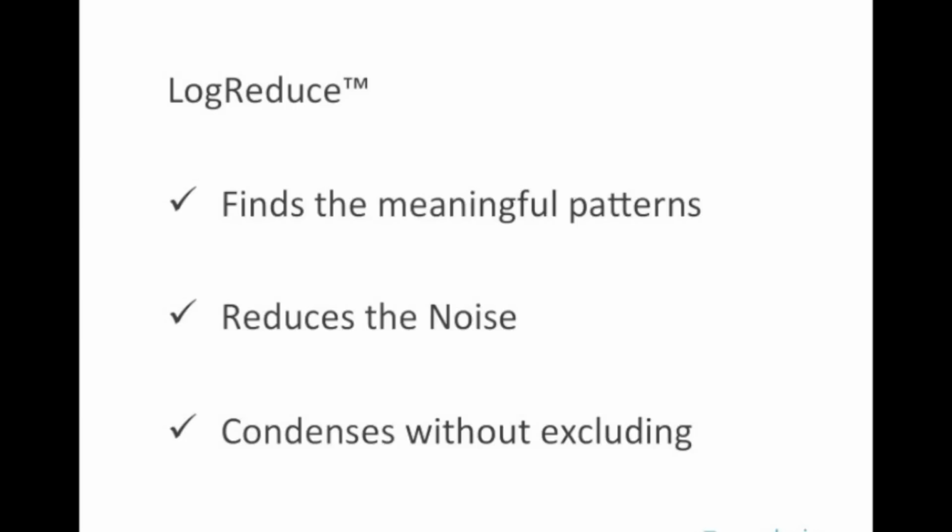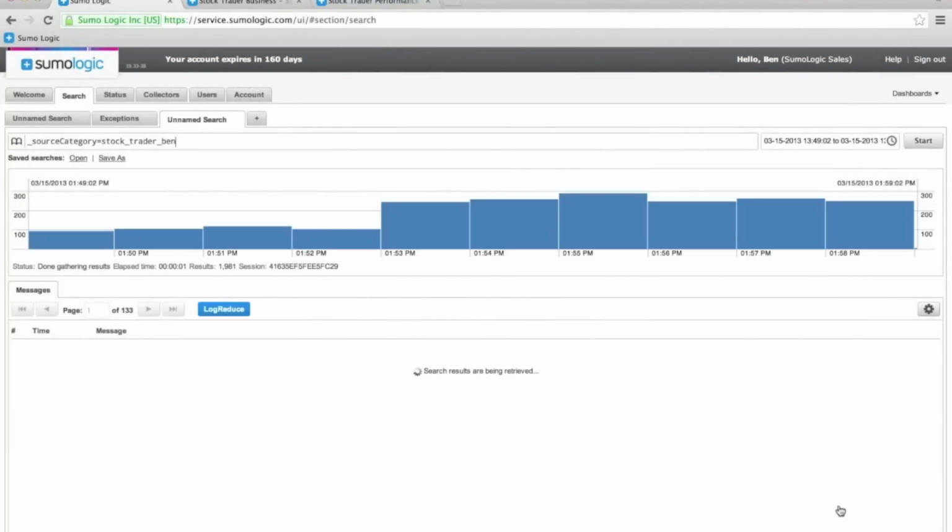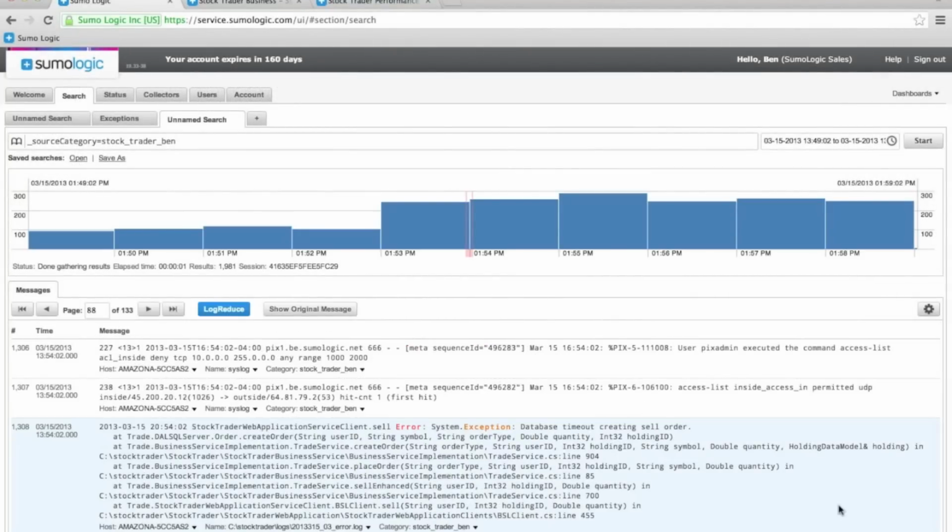So let's get started. I've just had an application failure, and using Sumo Logic, I'm looking at 5 minutes on either side of that failure to see if there's anything that pops out at me that might have caused the failure. As you can see, it's a huge number of logs. It's 133 pages. And this is an overwhelming number to look through.